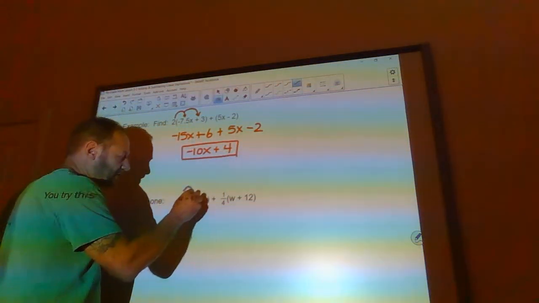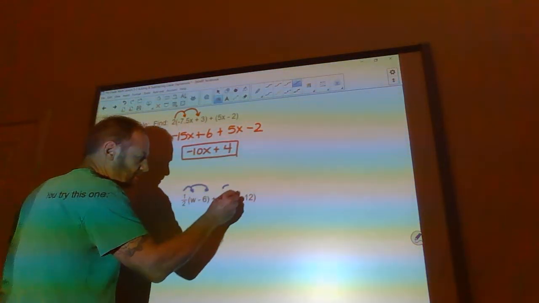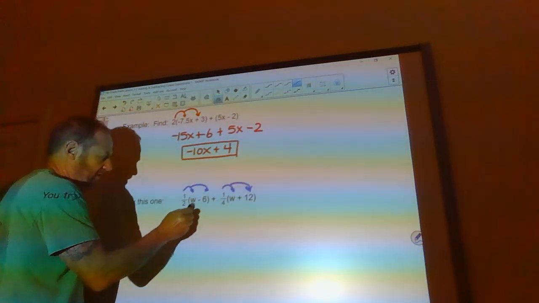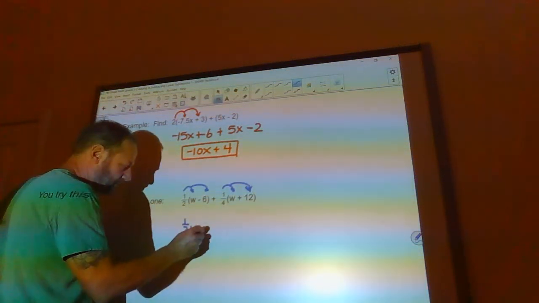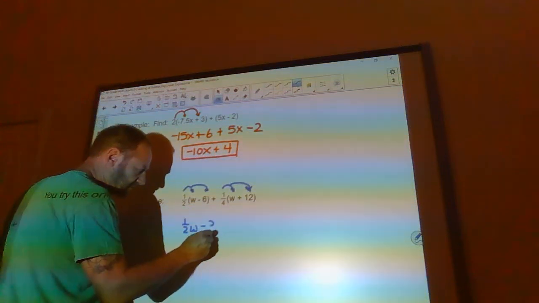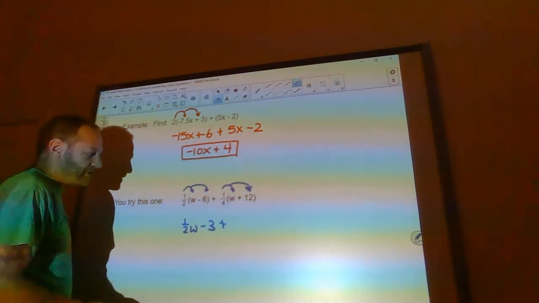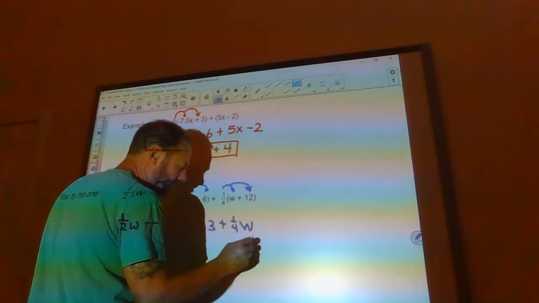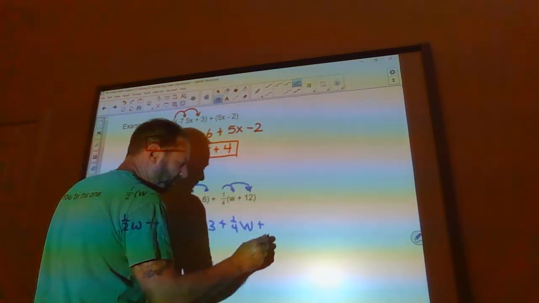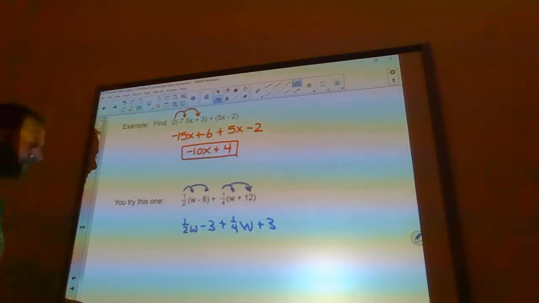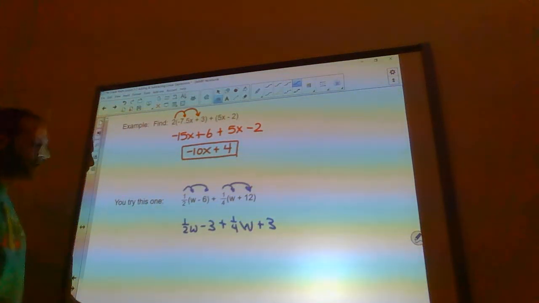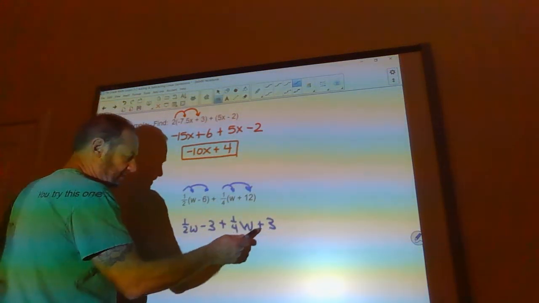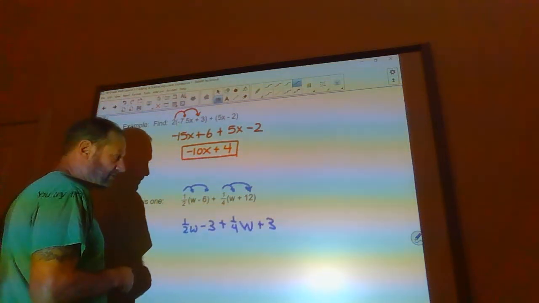Okay, so I'm going to distribute in here, and then I'm going to distribute the 1/4 over here. So 1/2 of W is 1/2 W, minus 1/2 of 6 is 3, plus 1/4 of W, and 1/4 of 12 is going to be 3. Okay, now check this out. The negative 3 plus 3, that's 0, so there's no constant, it just went away.